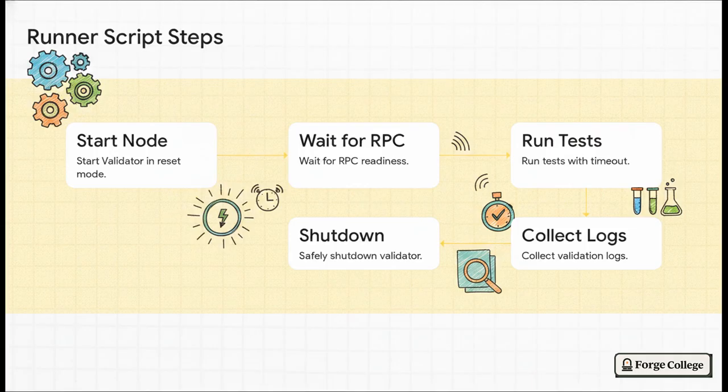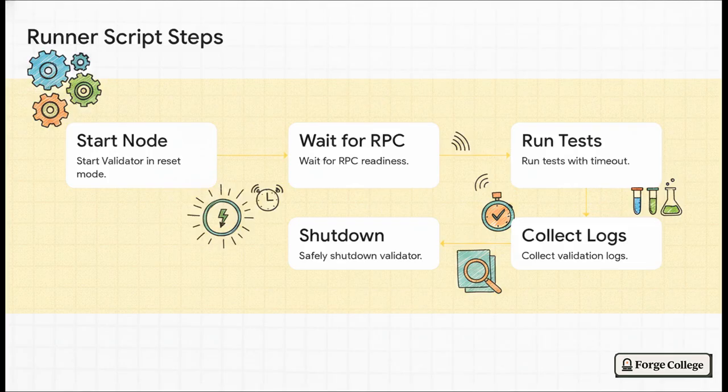First, we start the validator in reset mode, again, strictly enforcing that clean slate. Second, and this is absolutely crucial, we wait for RPC readiness. If you fire off tests before the node is actually listening, the whole thing crashes. Third, we run the tests with a strict timeout so a hanging process doesn't burn through all your CI minutes. Fourth, we collect the logs. And finally, we safely shut the validator down.